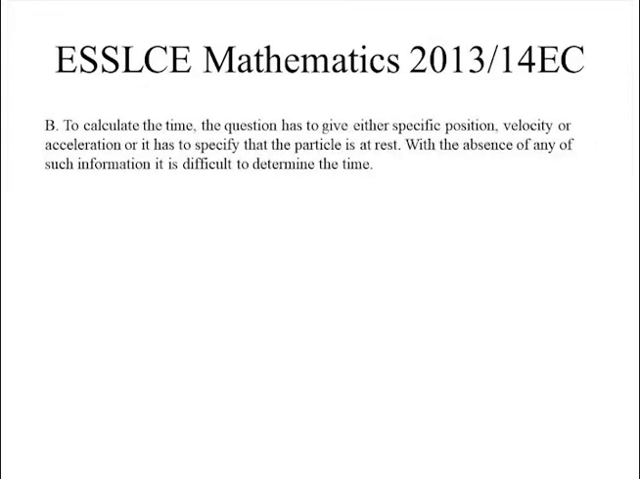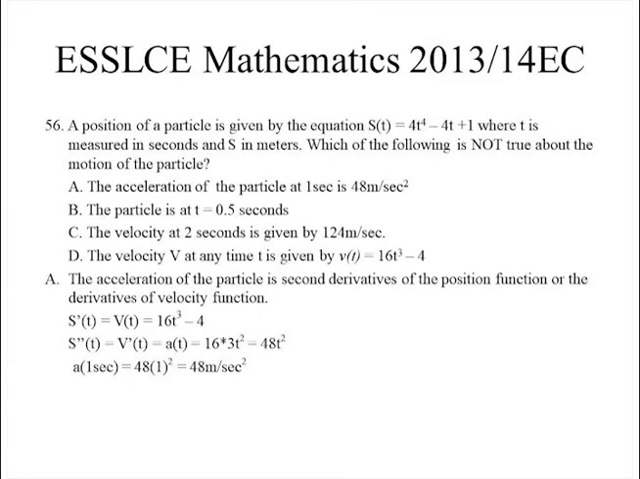To calculate the time, the question has to give either a specific position, velocity or acceleration, or it has to specify that the particle is at rest. With the absence of any such information, it's difficult to determine the time. Choice C. The velocity at 2 seconds is given by 124 meters per second.